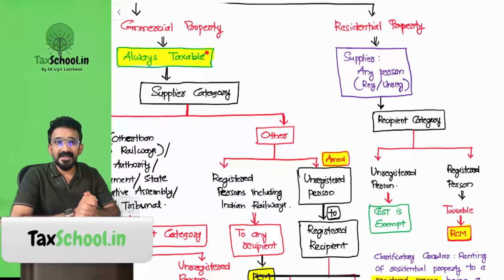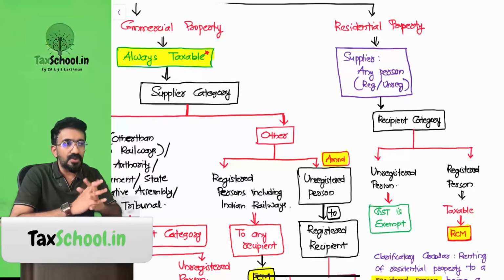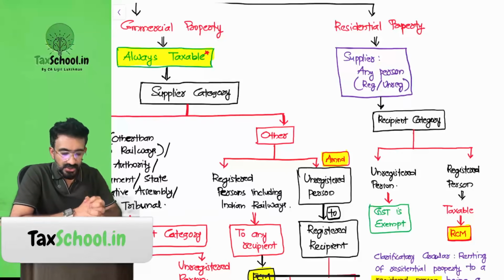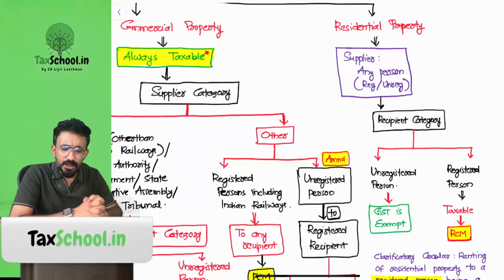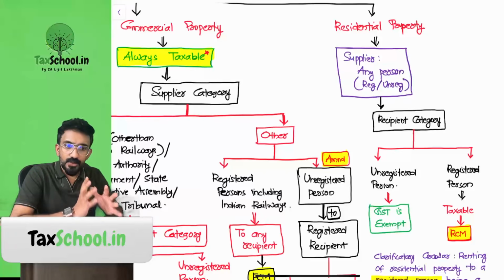Suppose Reliance Industries is taking a flat on rent for its regional managers to stay. Rent is 1 lakh. Would Reliance be liable to pay GST under RCM? Yes. Mr. Raju is taking a rental flat on rent. 1 lakh is the rent. Would that be taxable? No, it will be exempt. Now, there is one confusion that we have here.